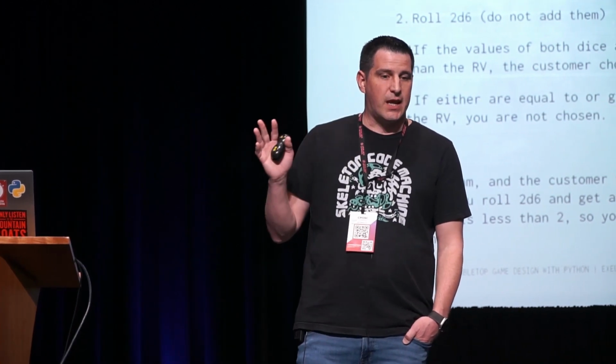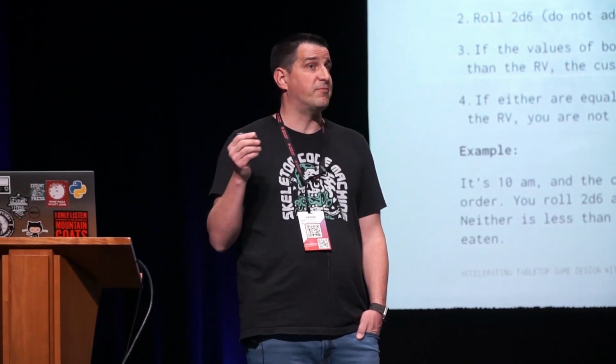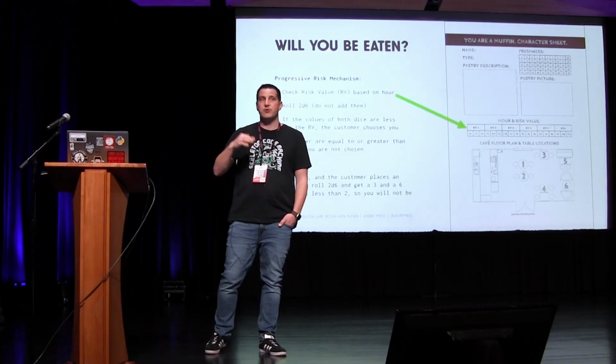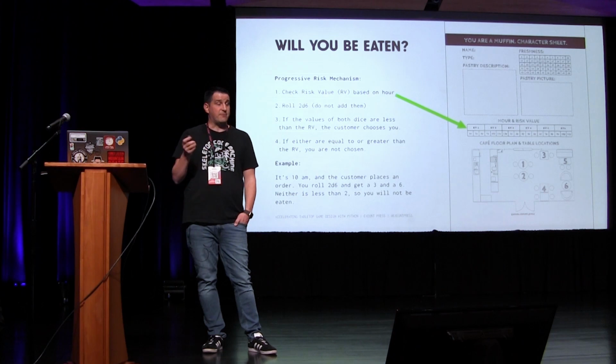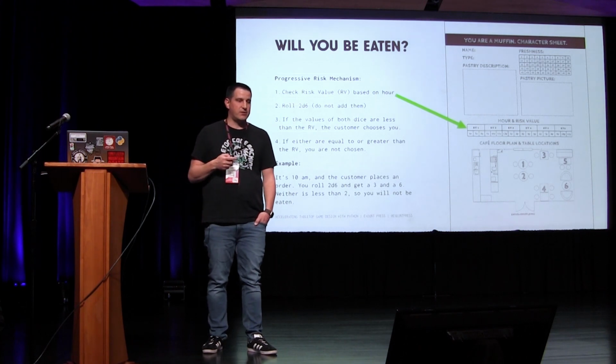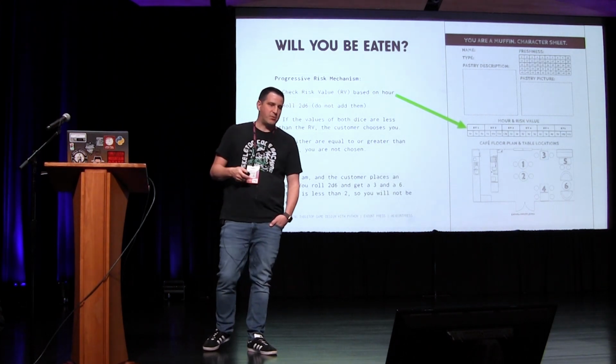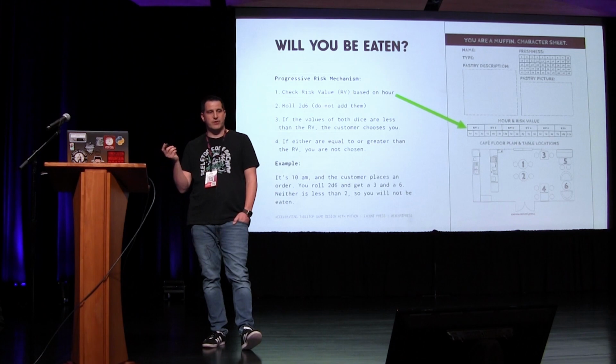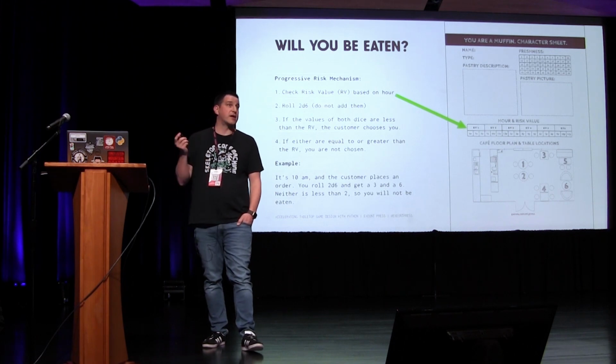So what that means is you're going to roll 2 dice. If both values are less than that value, then the customer is going to choose you. You're eaten at the end of that round. If either one of the dice is higher than that, you're good for another round. You accumulate some staleness. The game continues. So as an example, it's 10 a.m. You roll 2 dice. You get a 3 and a 6. So you're not going to be eaten that round.